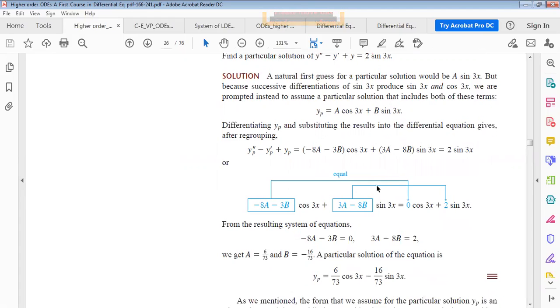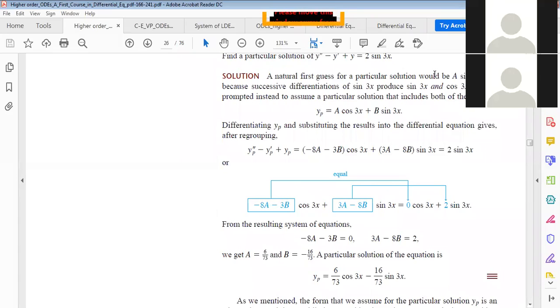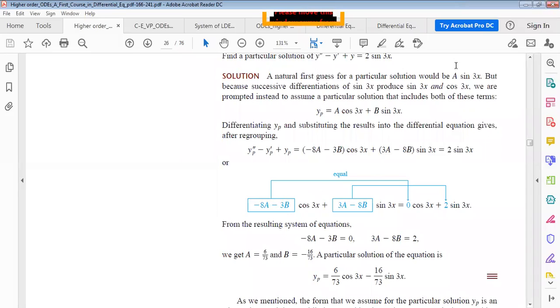Okay, but here on the right hand side cos 3x is absent, this is why we can take this 0 as the coefficient of cos 3x on the right hand side, just to match the like terms. Okay, and this cos 3x term will be 0. So from the resulting system of equations we get -8a - 3b = 0, and 3a - 8b = 2.